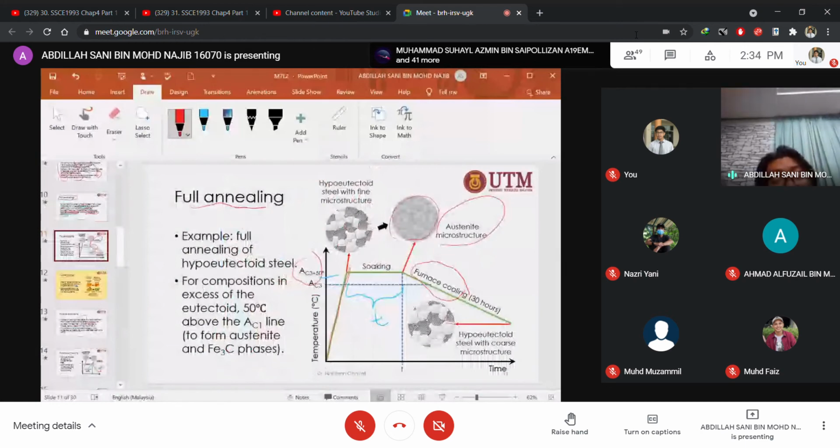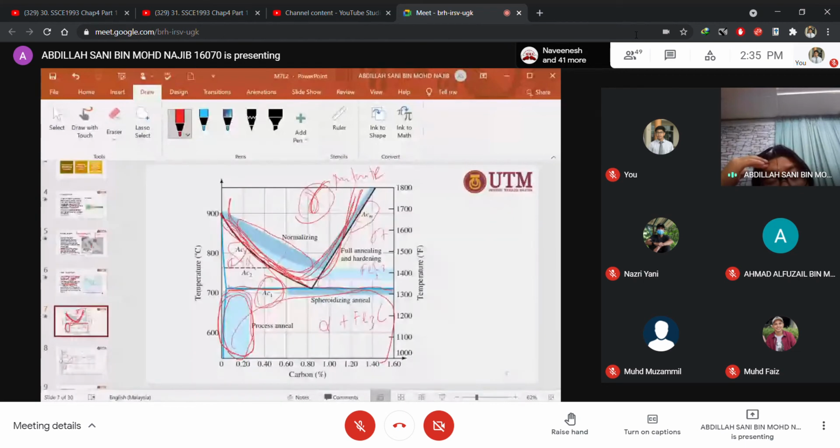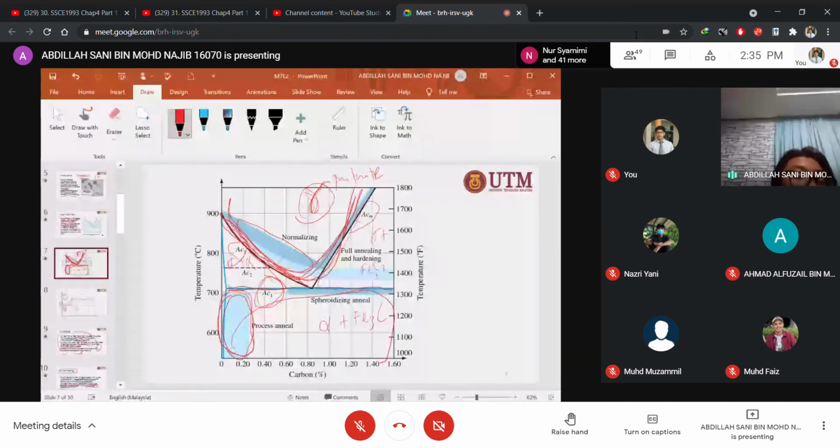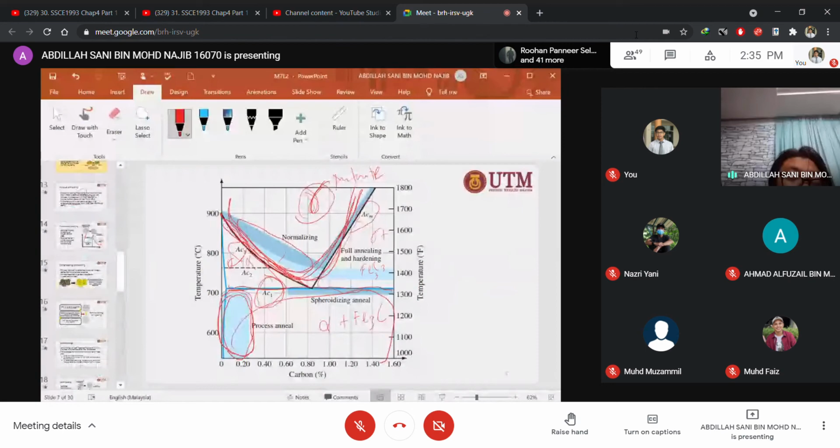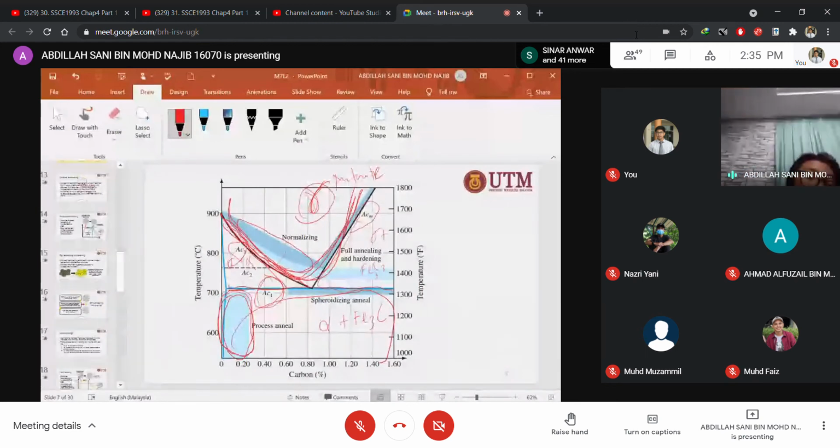So this is process annealing. Just remember the one you studied before, but now we add the temperature range, because last time we didn't really understand the temperature range. We didn't pay much attention to the phase diagram. Now we have learned the phase diagram, and we know process annealing is like this. It does not involve austenizing. That is the key point. Process annealing is just to relieve the stress.